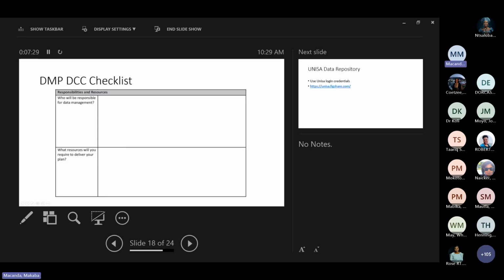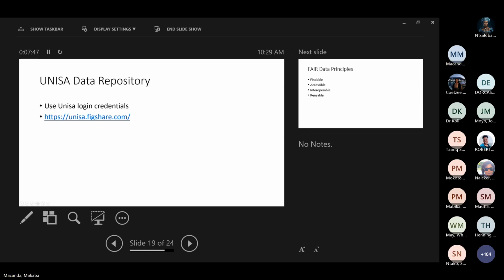Responsibilities and resources: who will be responsible for data management? I think the library can advise on this topic, if I'm not mistaken. I'm not saying I'm an expert on the topic, but I can advise as best I can. What resources will you require to deliver your plan? Okay, this is the link for our data repository. You can self-submit your data, and it will come to me for editing and then approval. You log in using your UNISA credentials, your login details and password.